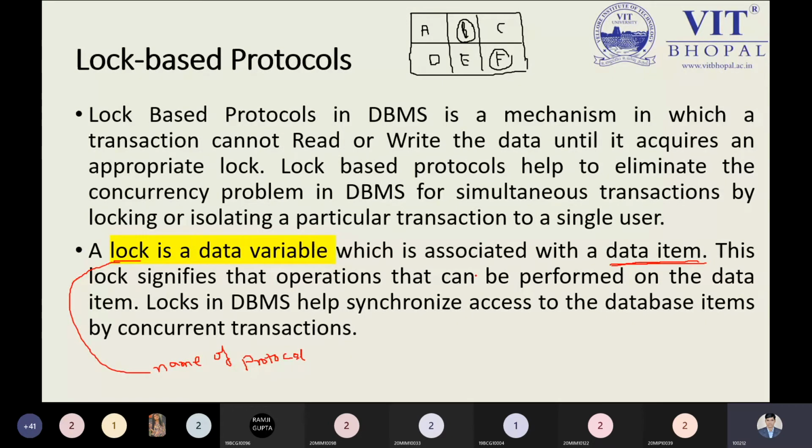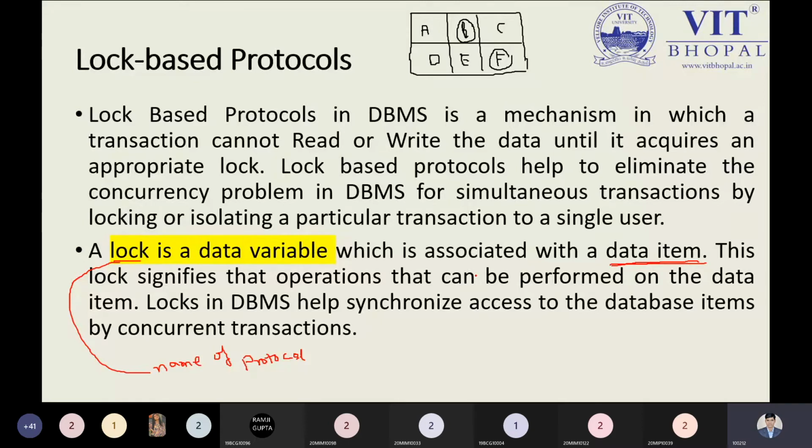So what I have to do is unlock you by opening the lock, by applying the appropriate key. That is the kind of thing we can see over here. This lock signifies that an operation can be performed on the data item. Locks in the database management system help synchronize access to the database item by concurrent transactions. That is a very beautiful term written over here, synchronize access. Locks help provide synchronization between our data items.